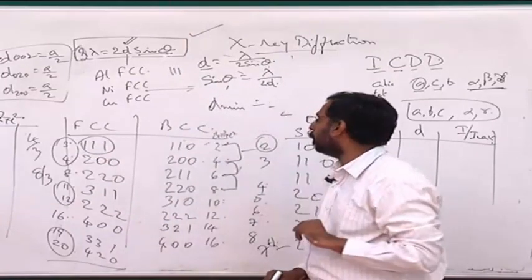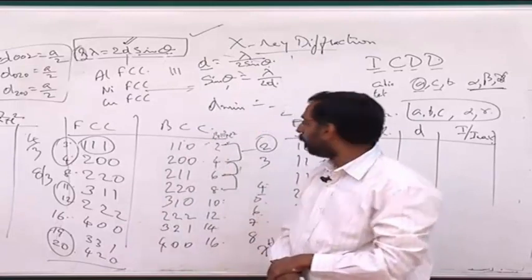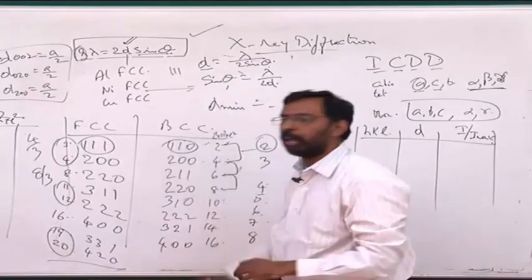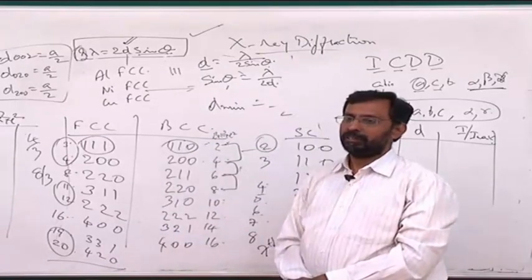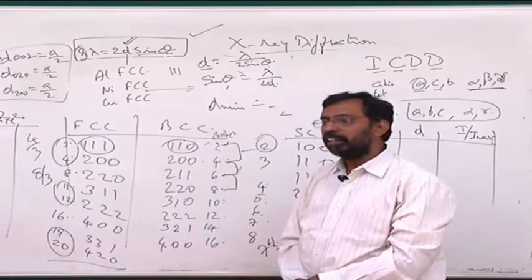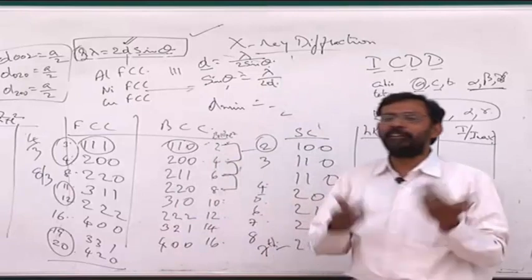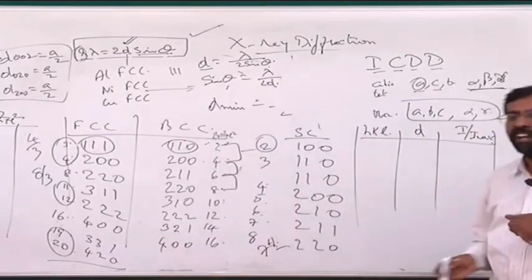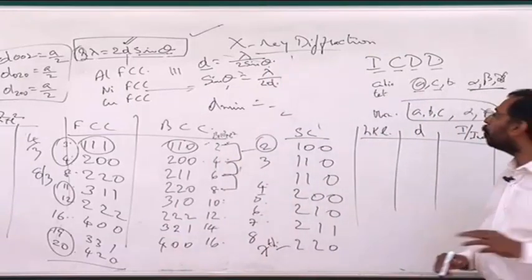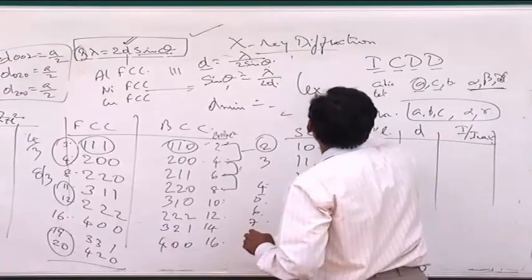For example, if I take BCC iron, 110 should have the highest intensity. But many a times you will see that 110 doesn't have the highest intensity, 200 may have a higher intensity. How do I understand this? This can happen only when there is a texture inside the material.